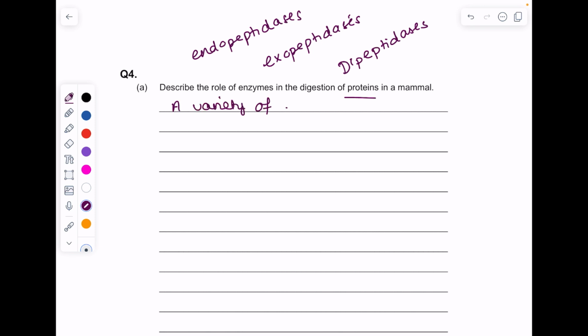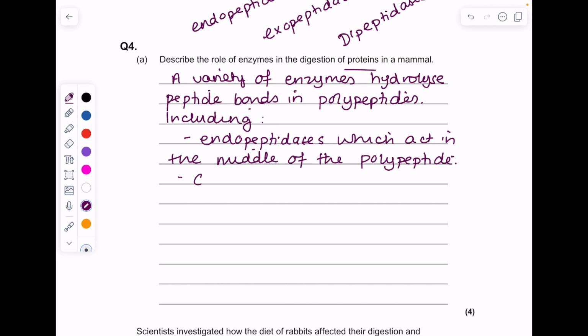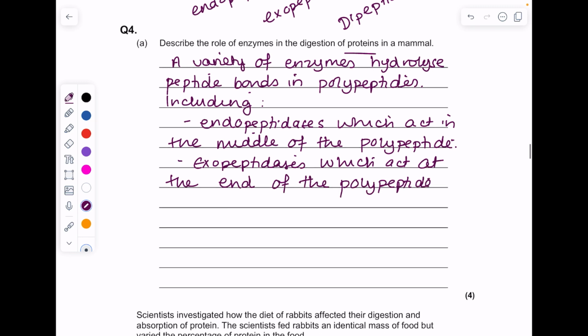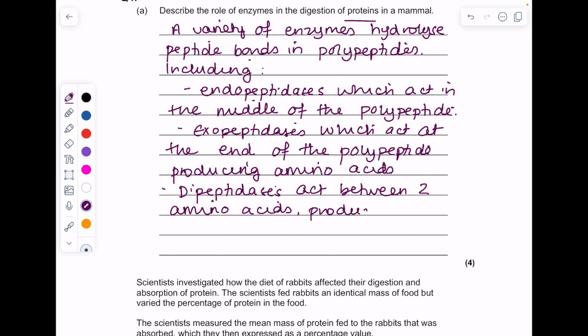A variety of enzymes hydrolyze peptide bonds in polypeptides, including endopeptidases, which act in the middle of the polypeptide, exopeptidase, which act at the end of the polypeptide, producing amino acids, and dipeptidase act between 2 amino acids, producing single amino acids.